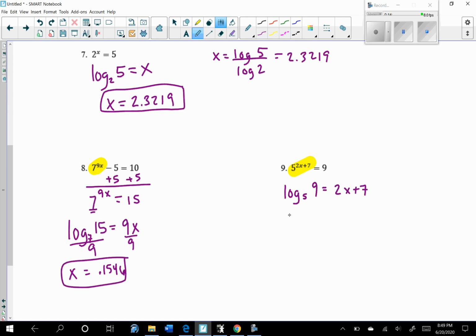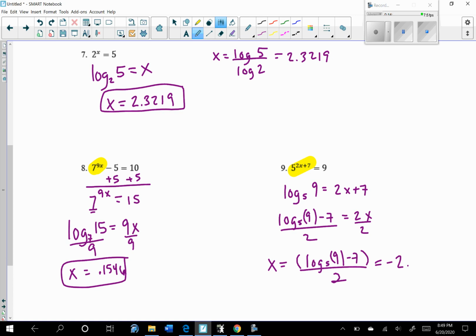Then we would subtract the 7. So log base 5 of 9 minus the 7 equals 2x, and then we divide by that 2. So x is equal to log base 5 of 9 minus 7 divided by 2 is how you plug it into your calculator. Unless you're using the change base, then you would have to use that. When you plug this in, you should have gotten negative 2.8174. If you didn't, make sure you check your parentheses.